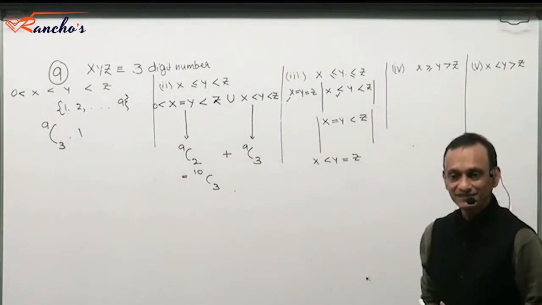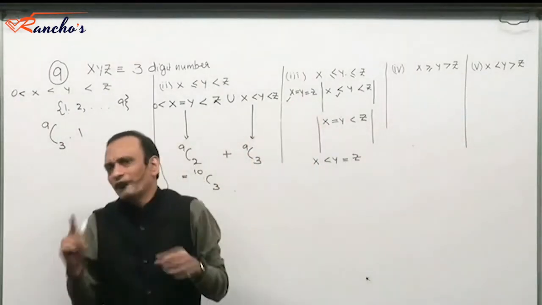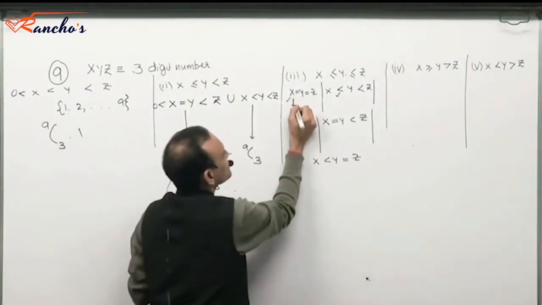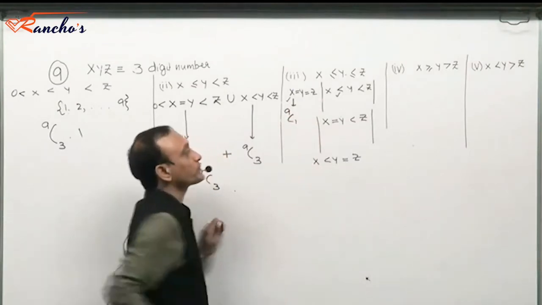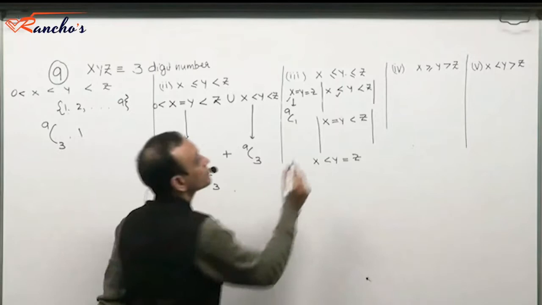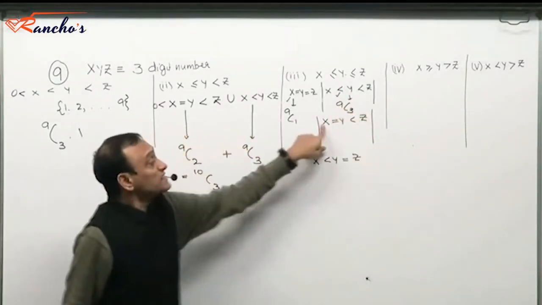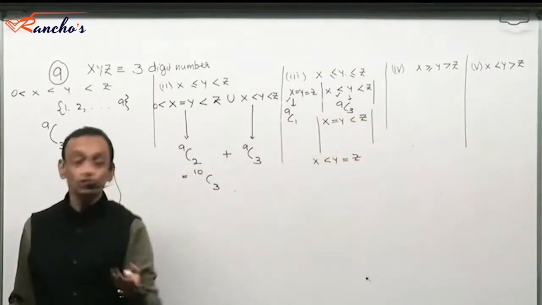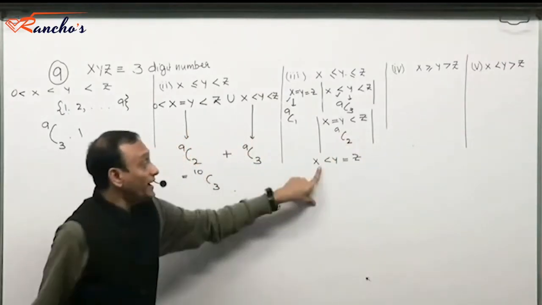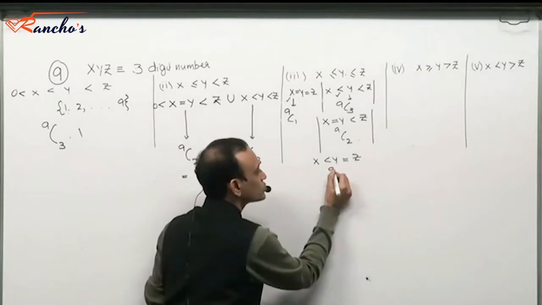Now, x equal to y equal to z. You'll have to just select 1 from 1 to 9. So that's 9C1. Now, x less than y less than z: 9C3. X equal to y less than z: 9C2, we have figured that out. And x less than y equal to z: 9C2. Absolutely, this is also 9C2.